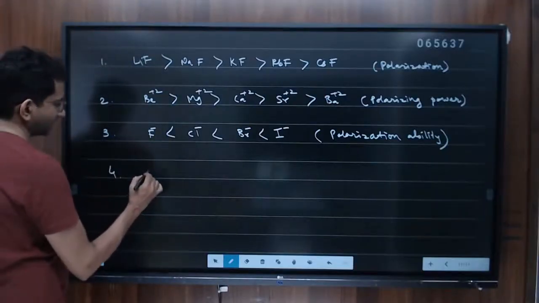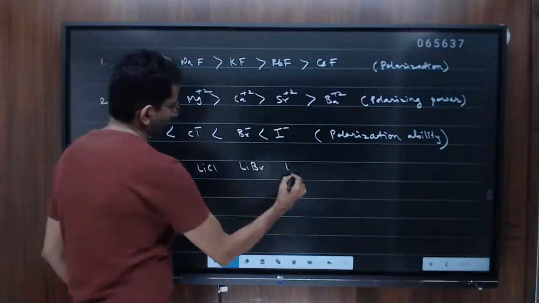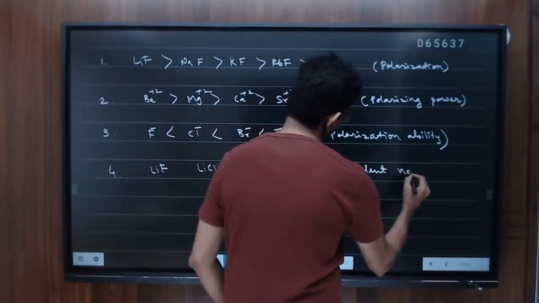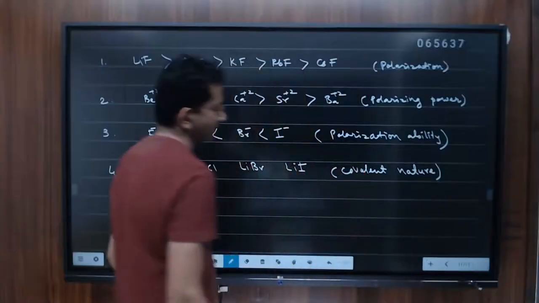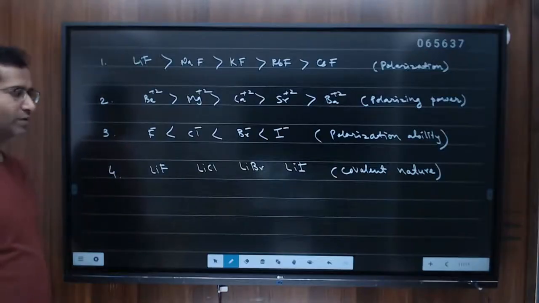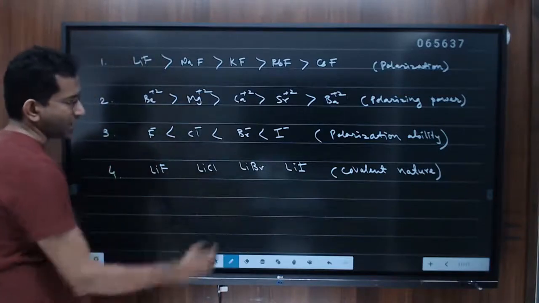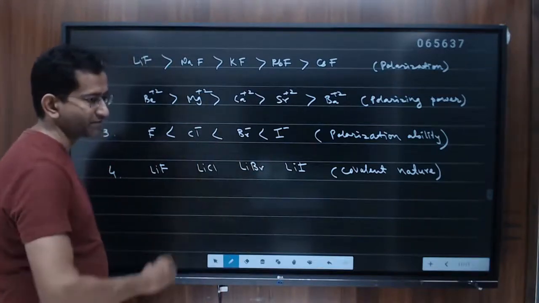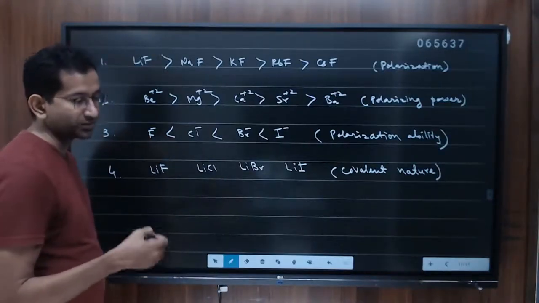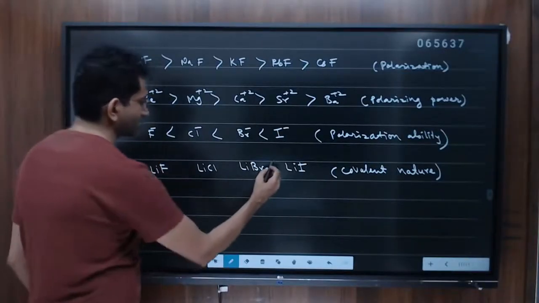Let me take this example, LiF, LiCl, LiBr and LiI. I will ask you covalent nature. Who will have higher covalent nature? So Li plus is same in all of these. So I minus will be maximum polarized. If I minus is maximum polarized, what you will see? You can see it will be maximum covalent in nature. So order will be like this.